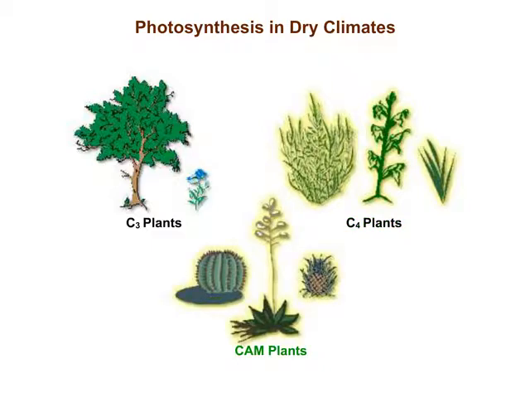Crassulacean acid metabolism, CAM photosynthesis, is found primarily in succulents, but not all succulents use CAM. It is found in such diverse plant groups as cacti, orchids, and ferns. The important agricultural CAM plants are pineapple and agave.